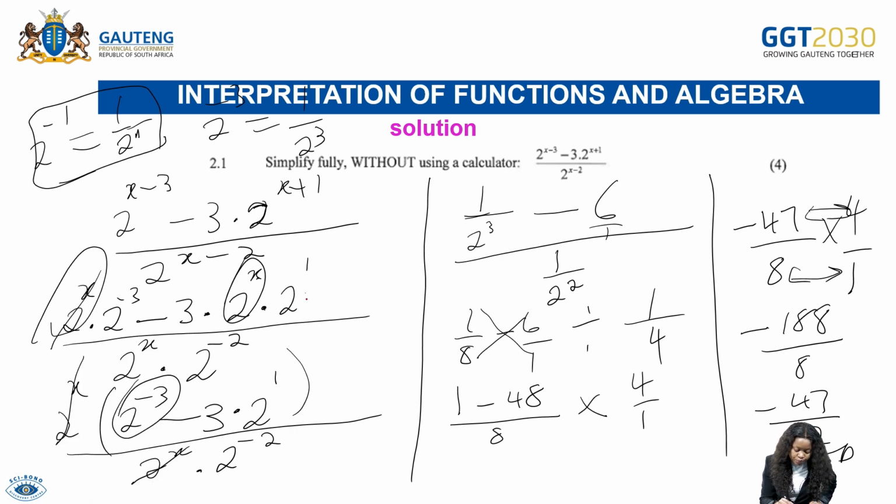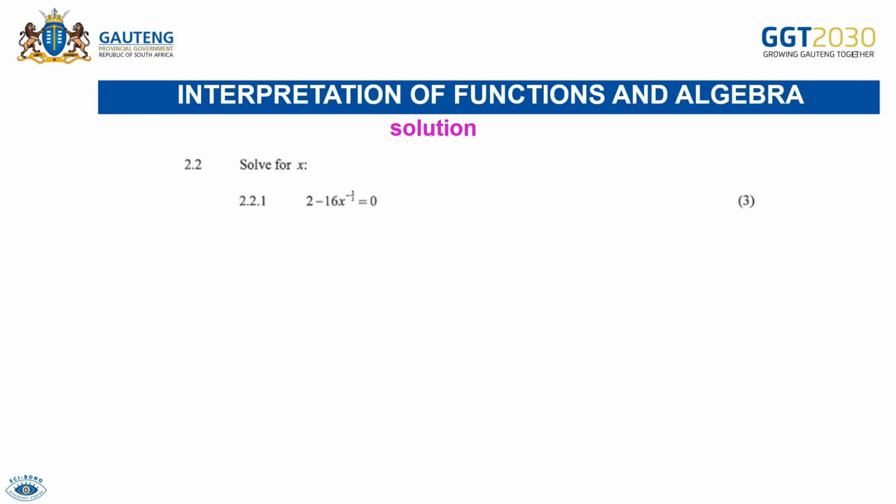So for separating the exponents, you do get a mark. For taking out a common factor, you do get a mark. Then you get a mark for simplifying, then you get a mark for the answer. So you get your full 4 marks for doing all of that. Easy, ne? Okay. We move to 2.2.1.